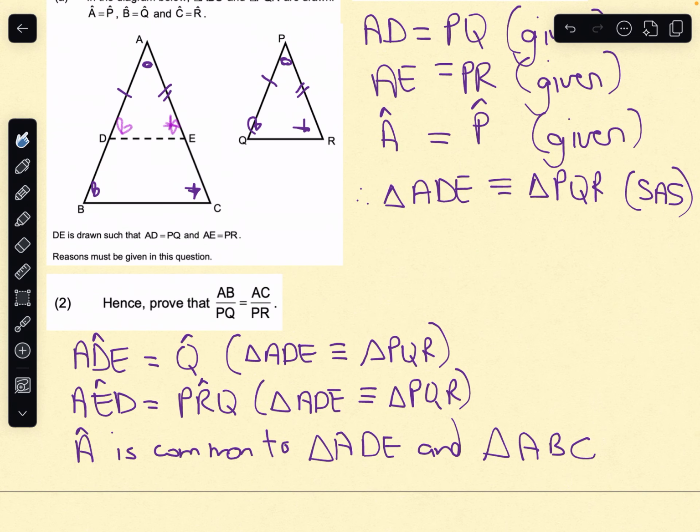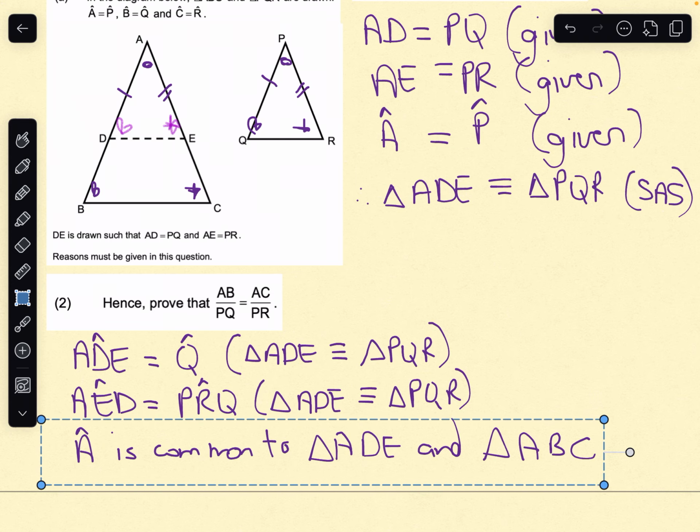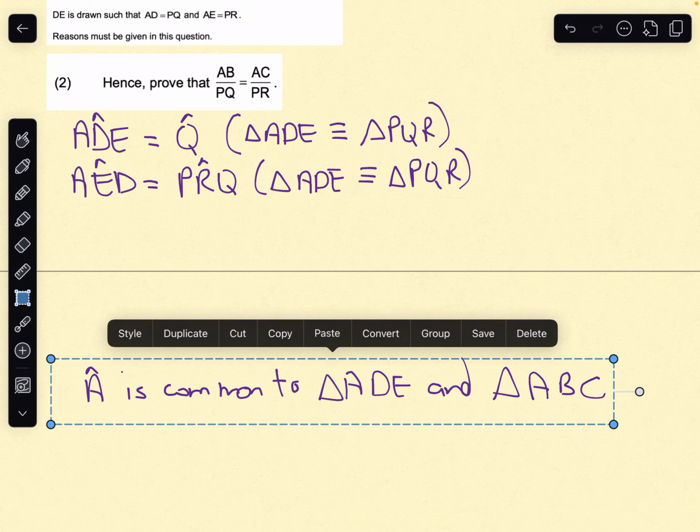Okay, and so what we've managed to prove there, oh, okay, no, sorry, we haven't proven anything yet. Oh, guys, I don't know where my mojo is today. Where's my mojo?